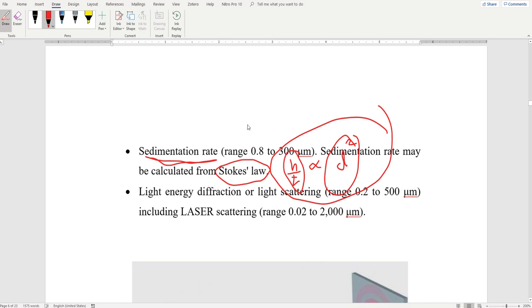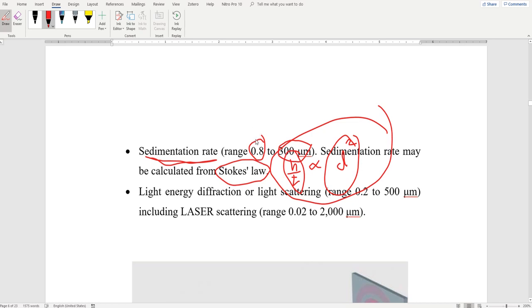Okay, I would like to add some information for you here. First, why can we not measure less than 0.8? Why can we not measure more than 300 micrometers? I don't want to say we cannot. We can, of course, but under certain precautions and under certain conditions.